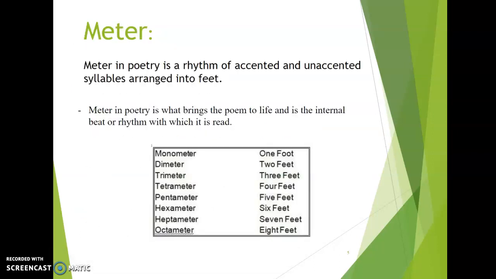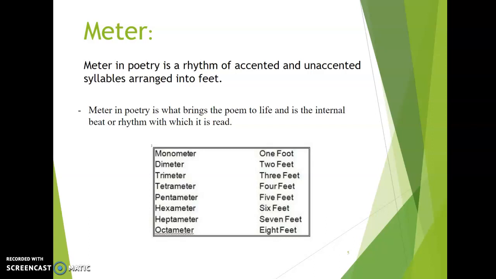A meter in poetry is a rhythm of accented and unaccented syllables arranged into feet. Now we looked at the line two slides ago about what a foot is in poetry, but I just want to stress that this is iambic pentameter. If you look in the chart below, pentameter means that there are 5 feet. Some poems might be written in tetrameter, which would use 4 feet, which would be 8 syllables. Some would be octameter, which would be 8 feet, which would be 16 syllables.